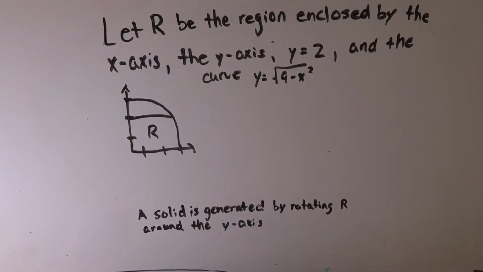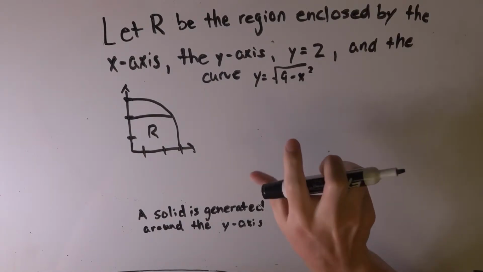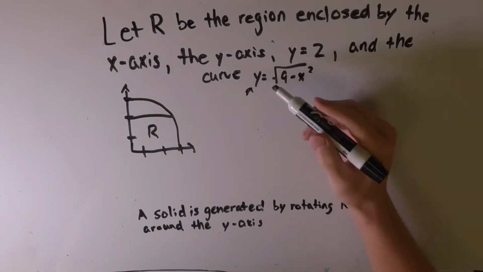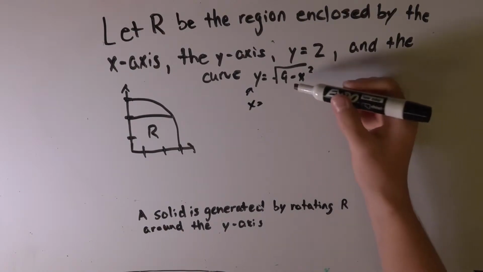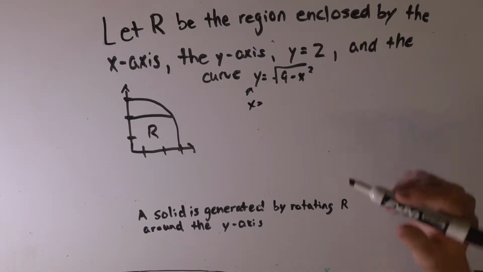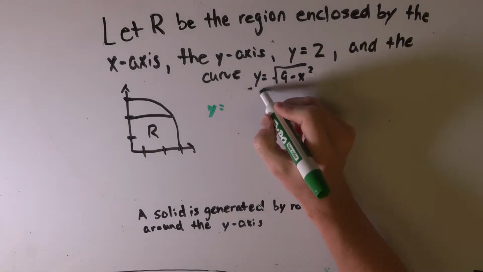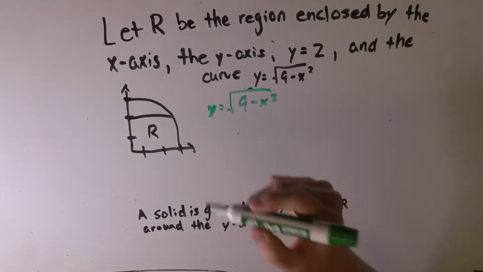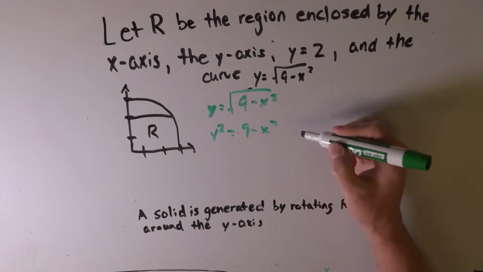So on this particular equation, since you're not rotating r around the x-axis, you're rotating around y. You have to switch the equation so that it's not y equals, it's got to be x equals. To do this, you're just going to do some algebra, move it over, so I'm going to erase that real quick and start. So you've got y equals the square root of 9 minus x squared. You square both sides. Y squared equals 9 minus x squared.